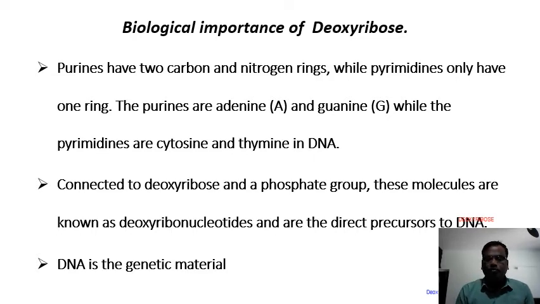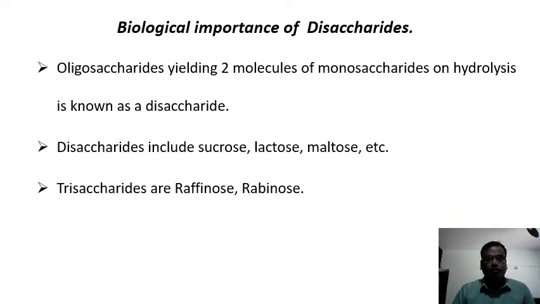The DNA molecule is made up of only four types of nucleotides: adenine, guanine, cytosine, and thymine, A, G, C, T. And in all these four nucleotides, deoxyribose is part. So therefore, we can say deoxyribose is the part of the genetic material called DNA. Therefore, deoxyribose is important. Now let us move on to the disaccharides.